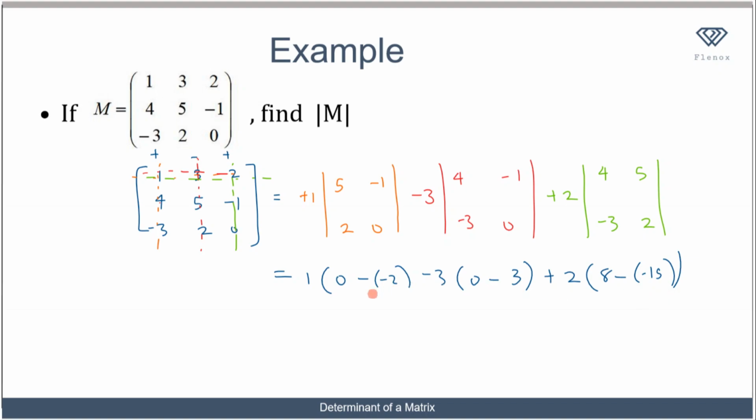So that becomes 0 minus, minus times minus is plus, so 2 plus, that becomes plus 2. So plus 2 times 1 is 2. Then this 0 minus 3 is minus 3. Minus 3 times minus 3 gives me plus 9. And I have 8 minus minus 15. Minus times minus is plus, and 8 plus 15 is 23. 23 times 2 is 46. So when I add these three numbers together, I have 57. So the determinant of M is 57.